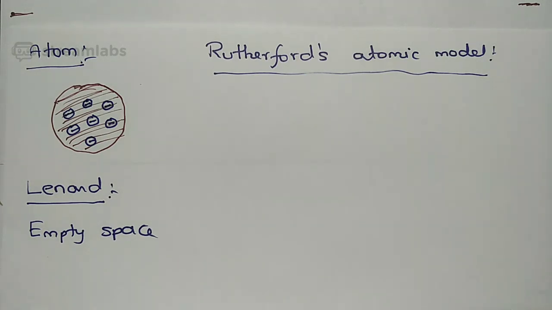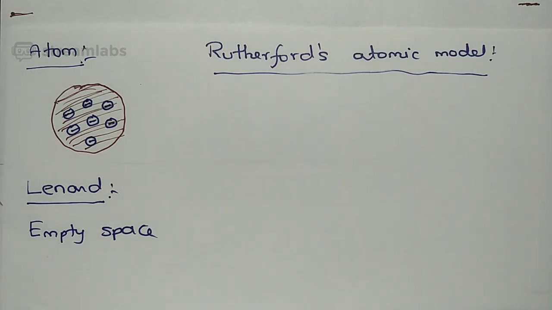So we'll study in detail the structure of the atom given by Rutherford. Before that, what are the demerits of Thomson's model? Let us discuss that. This scattering, what I said just now, cannot be explained with the help of J.J. Thomson's model. That is one demerit. It could not explain large angle scattering of alpha particles from metal foils.